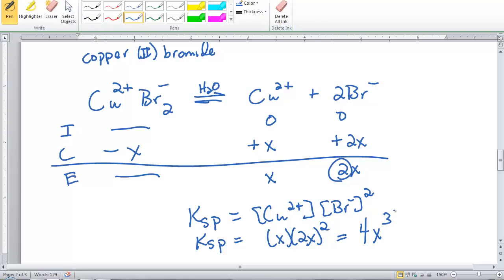Now, a similar problem would give you the molar solubility. It would, in effect, give you X. You could solve for Ksp. Okay, so watch for that. Watch for those coefficients. It makes it a little bit trickier.